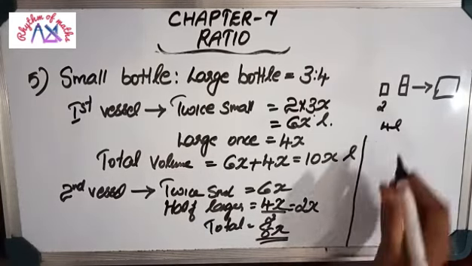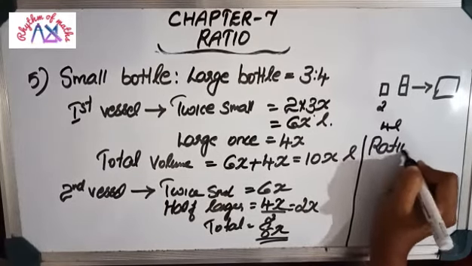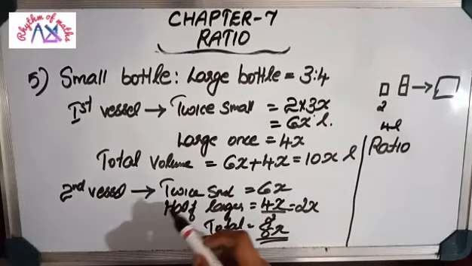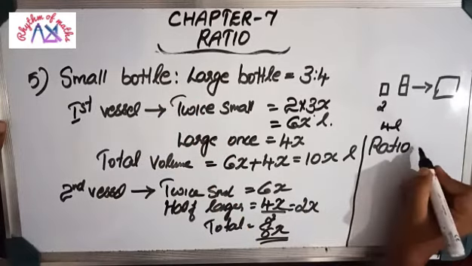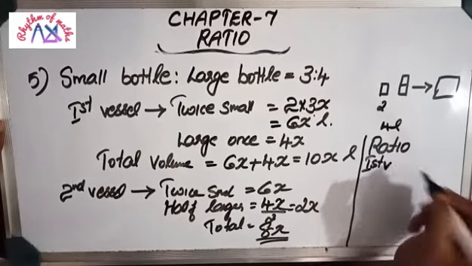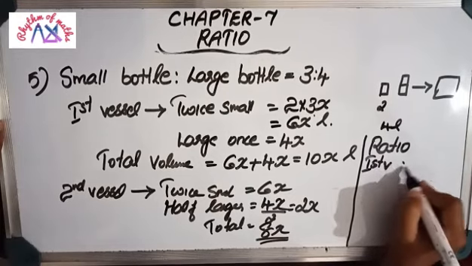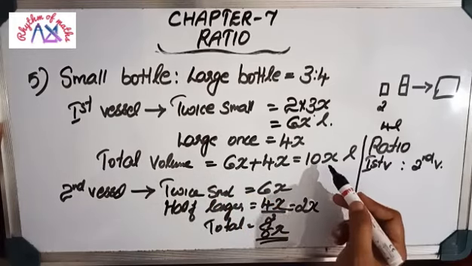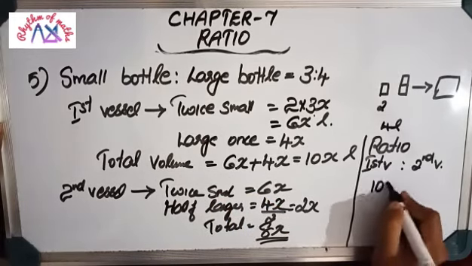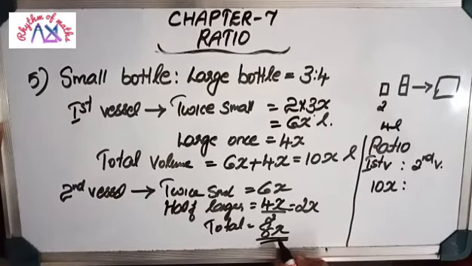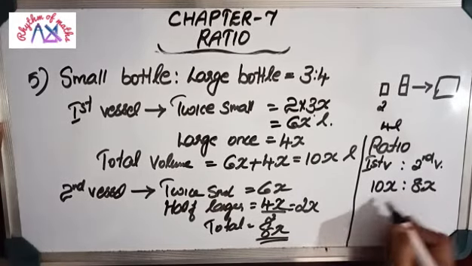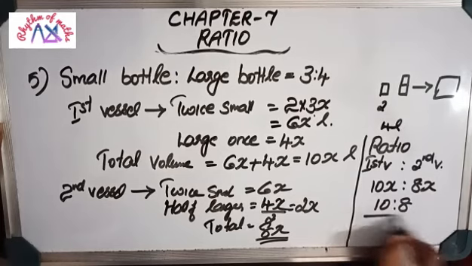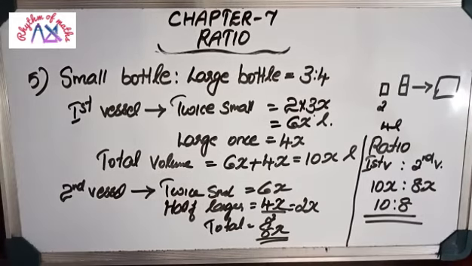Now we have to write the ratio. Ratio of quantities of water in these two vessels. So ratio means first vessel quantity is to second vessel quantity. First vessel quantity is 10x, so 10x is to the second vessel quantity, 8x. Cancelling x, we will get the ratio as 10 is to 8. So this is the ratio of first vessel quantity and second vessel quantity. So this is the fifth one's answer.